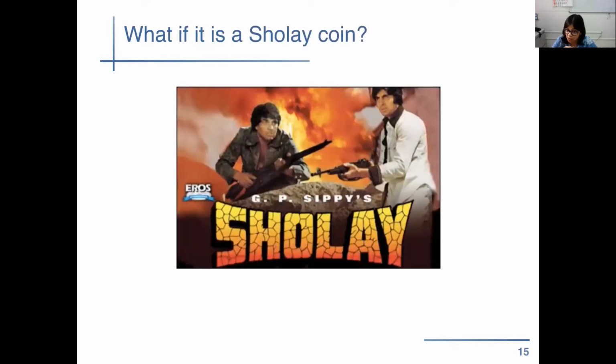What if it's a Sholay coin? I guess I'm talking to a very young crowd here, so there's a chance that you've never seen Sholay. Hopefully you know the 2 characters on your screen. If you've not seen the movie, make good use of the lockdown, watch it. And if you're going to watch it and you've not seen it before, I apologize because I'm going to talk about a little bit of a spoiler.